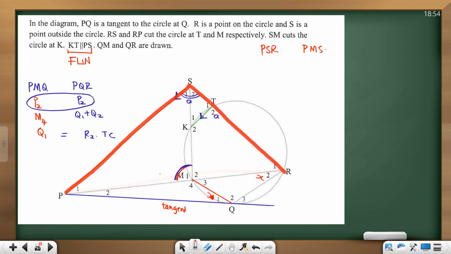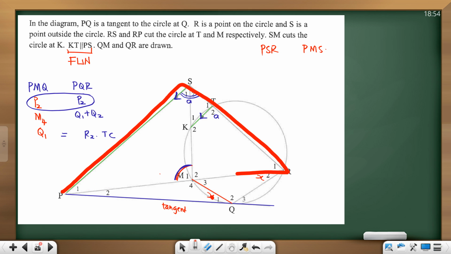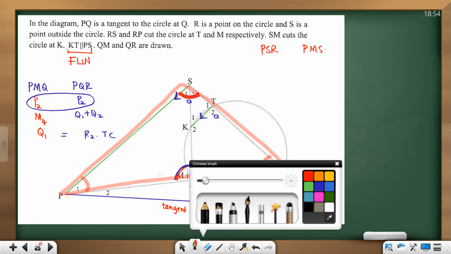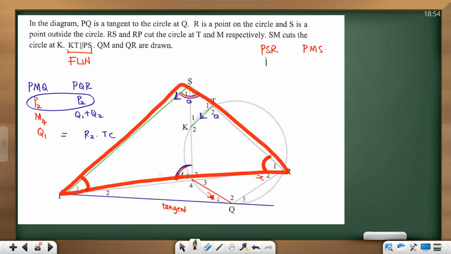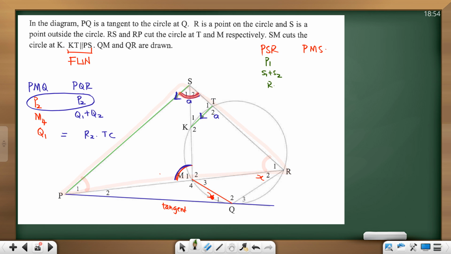Now, in this case, the examiner did not give you the similarity. You are the one trying to prove it, right? So it's not in order. But when you are writing your answer, you write your answer in order. Okay, so I'm just writing PSR. What do you notice? Which angles? P1, S1, S2 and what? R1. It's not in order. What did we say? P1, S1 plus S2.